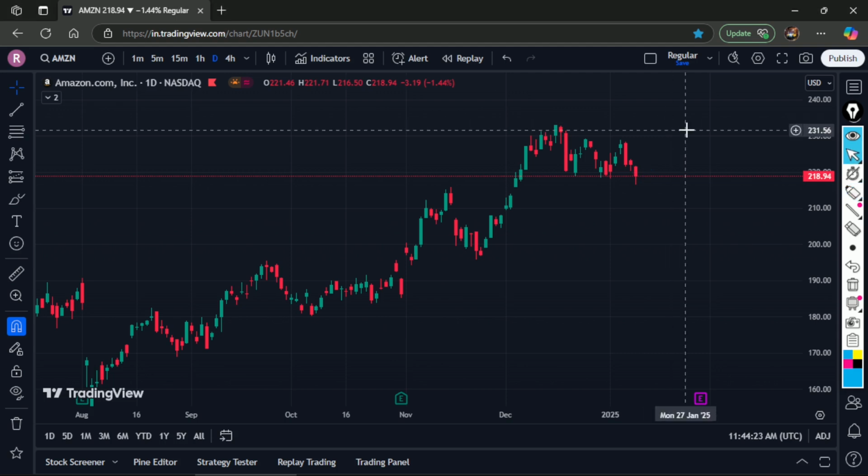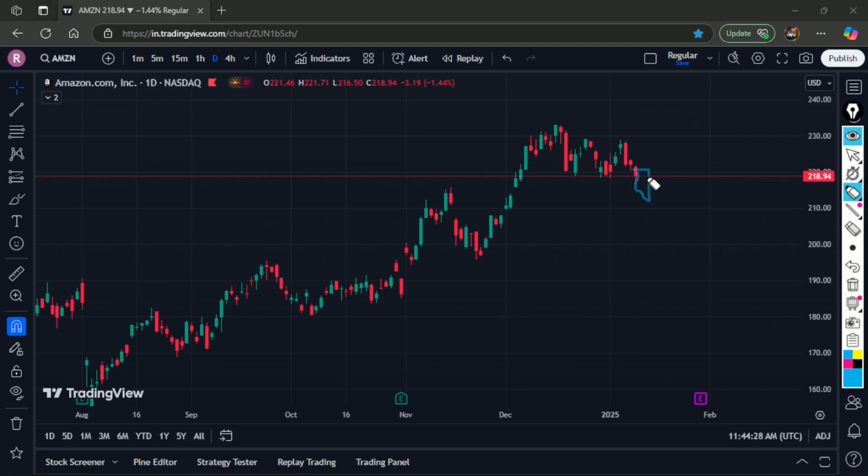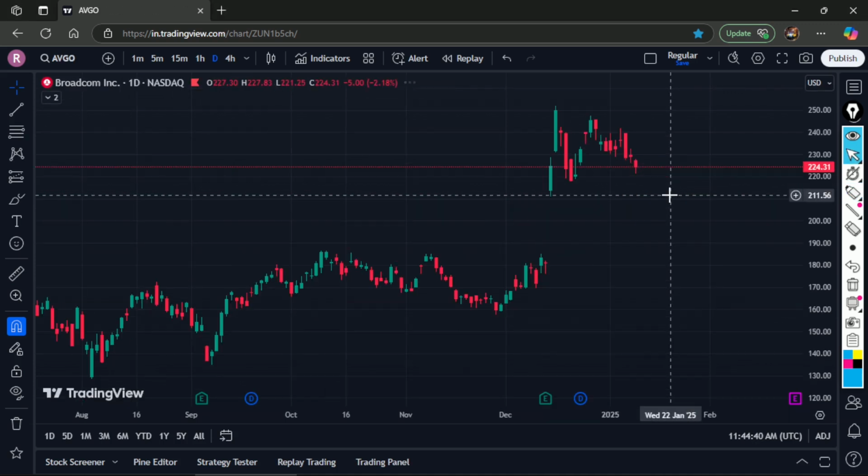Either it will spend time near this area, or it can leave this area and go towards the upside. So we are just going to wait here. Any other scenario in Amazon would surprise even me.